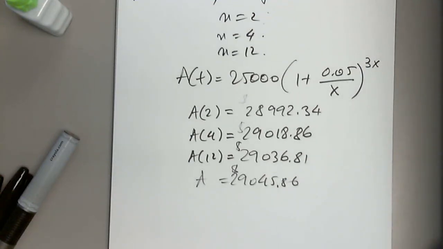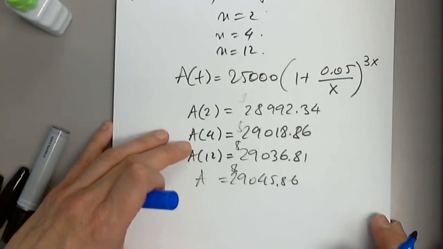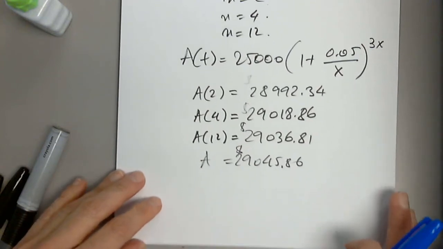Very good. What was that last number? 29045.86. Any questions? For the semi-annual, quarterly, and monthly, you use the first formula, but for the second, if there is n involved, it's n times. If there is no n involved, it's continuous. There is no n for continuous. It means every second. Is that okay? Good.